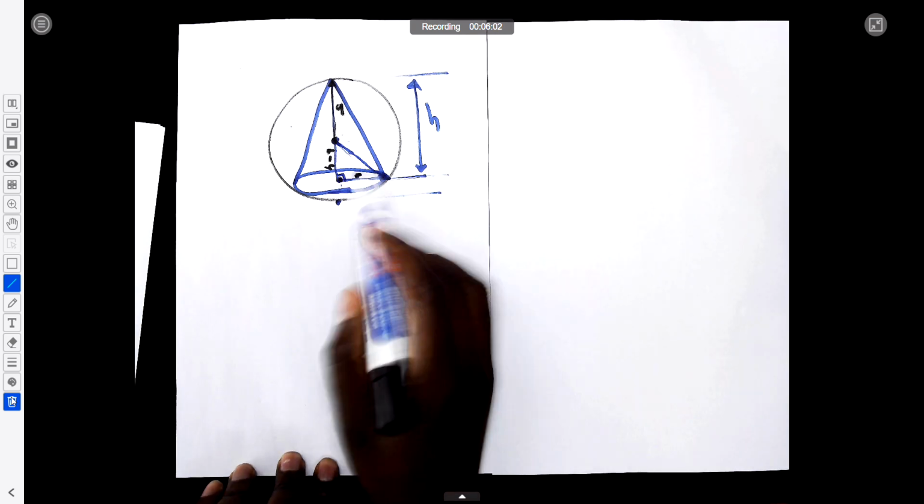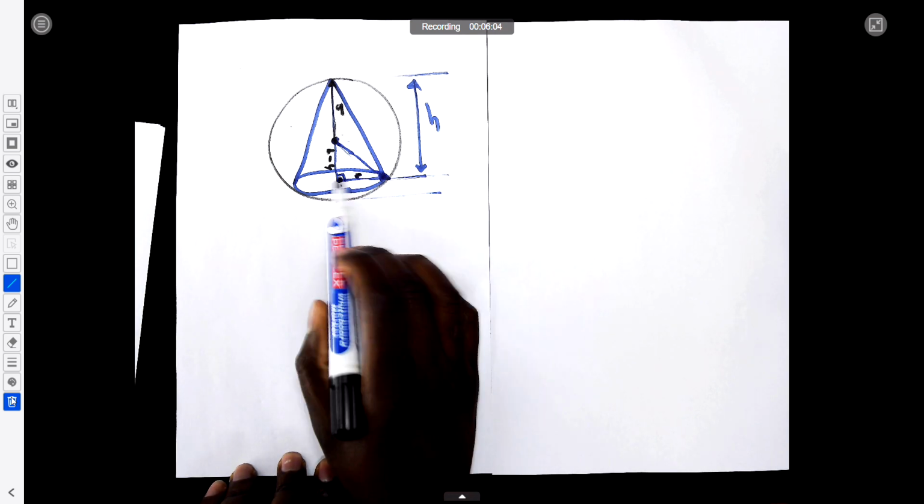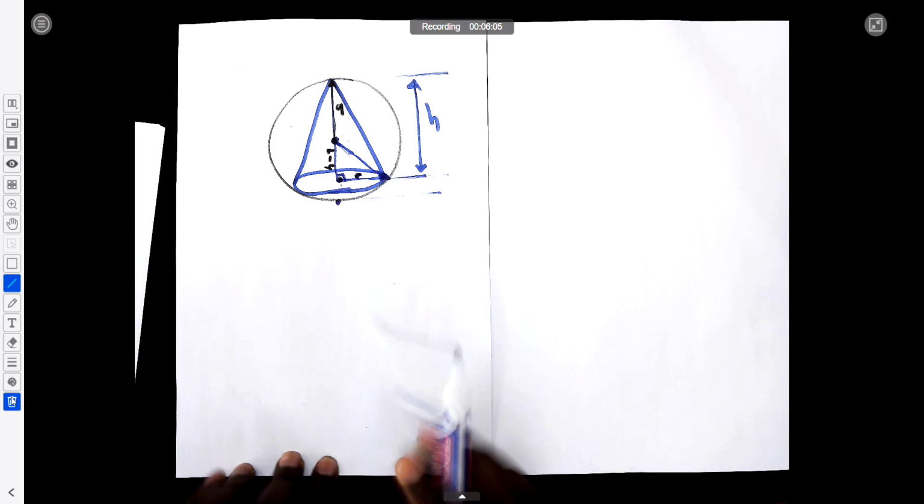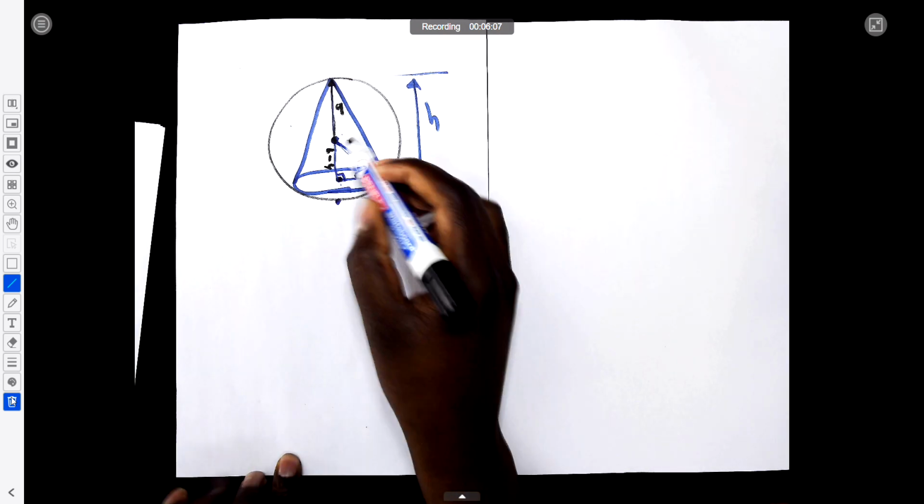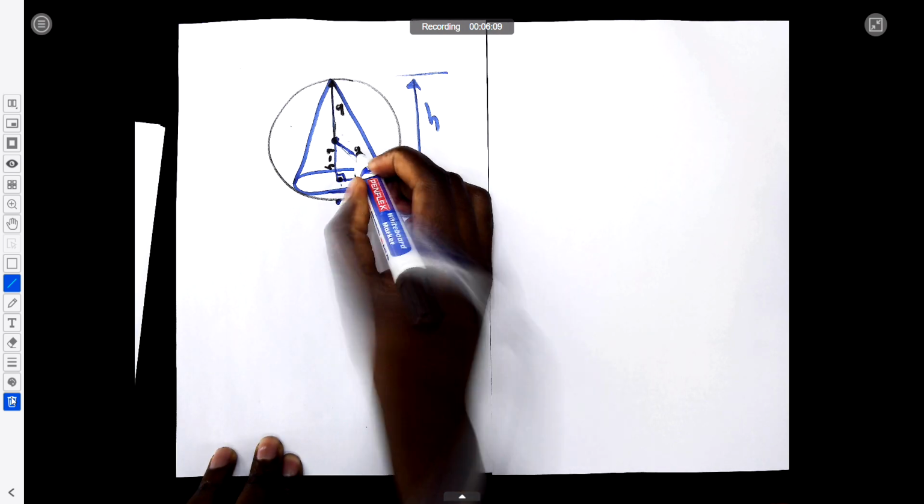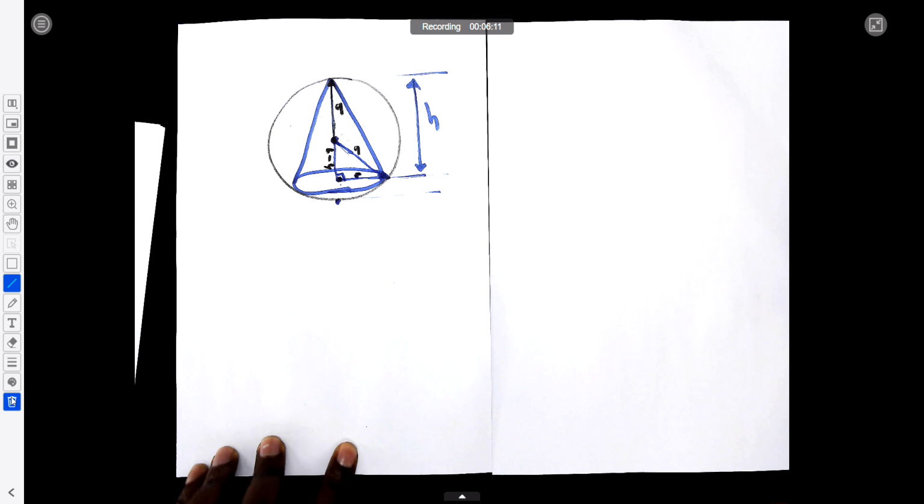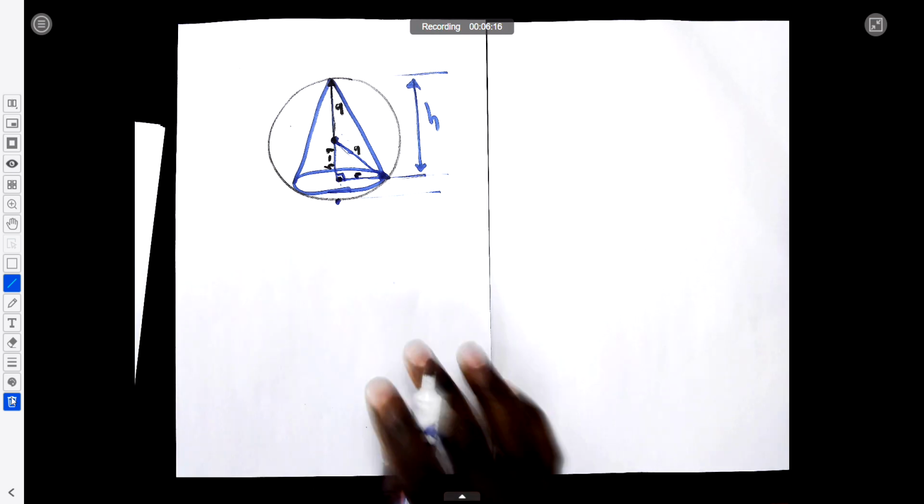And therefore we can try and work out, in terms of h, this right angle triangle. And here we know that we still have 9. We said it's the radius, so it's still 9. So from that right angle triangle, we can work it out.